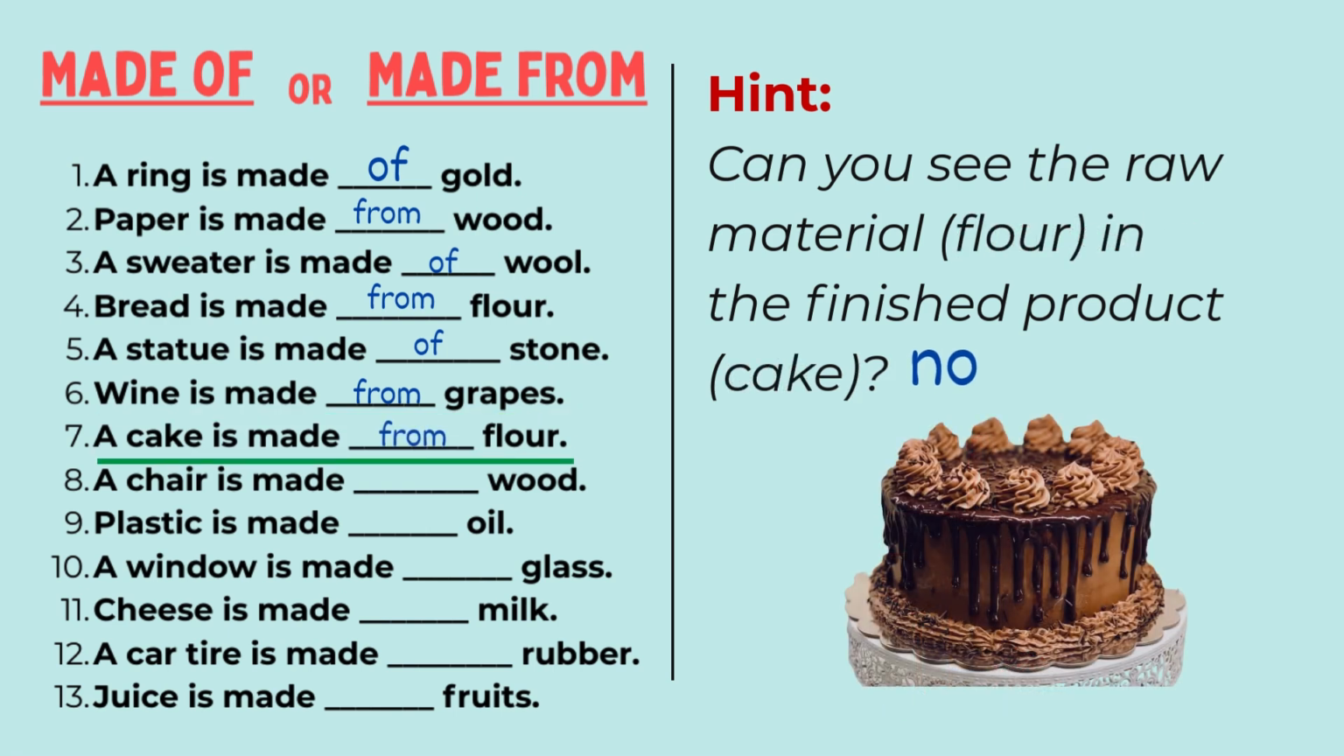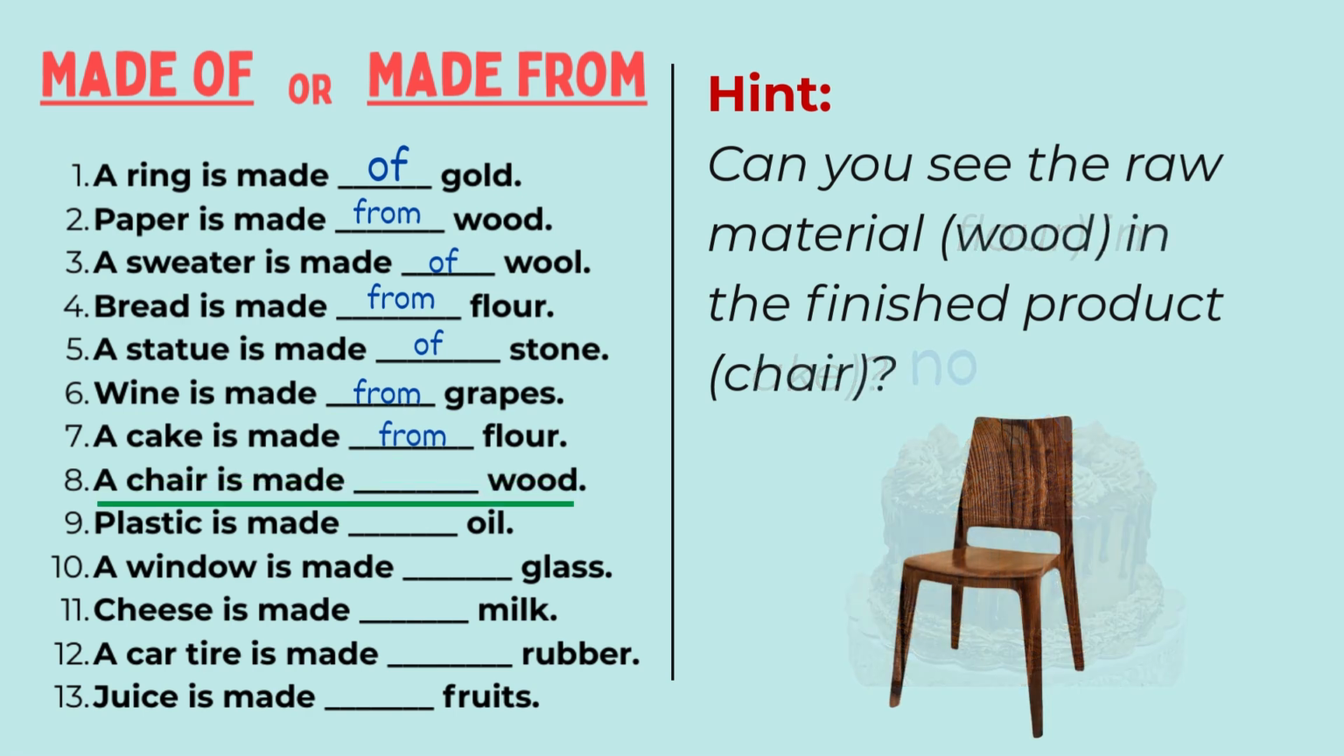A cake is made flour. A chair is made wood. The wood is still wood. You can still see the wood grain and all the qualities of the original material. It has simply been cut and joined together. So this would be a chair is made of wood.